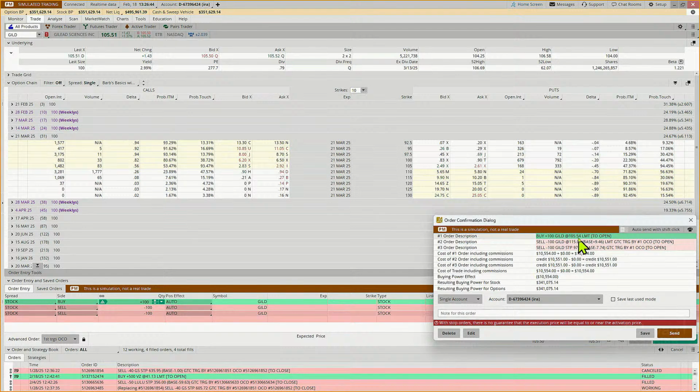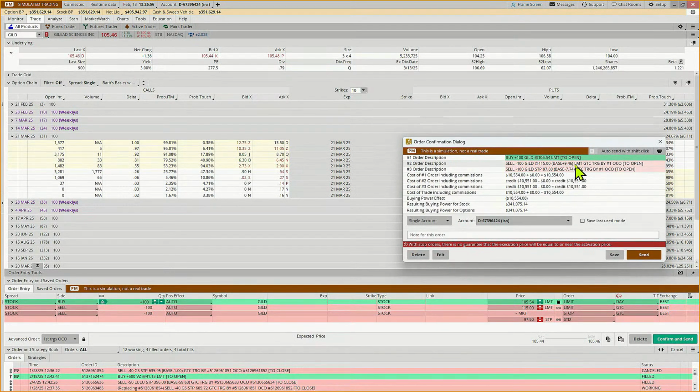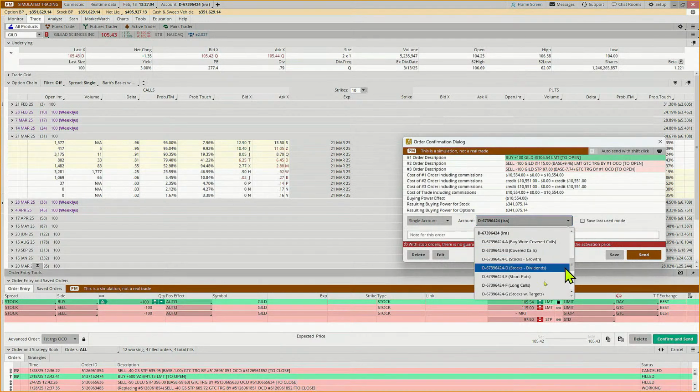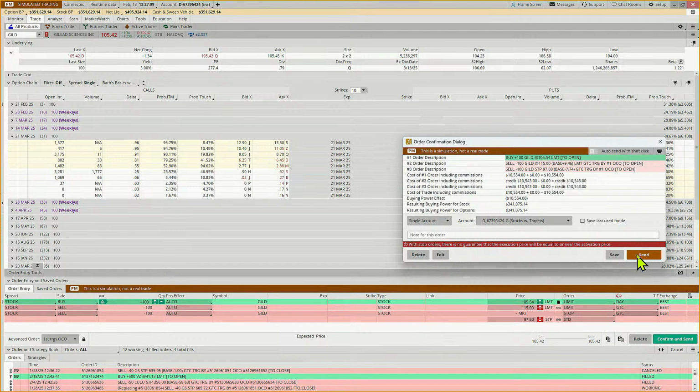We want to buy 100 shares of Gilead. We're investing $10,000, and there's no transaction fee associated with that. Our target is $9.46 higher than the current price, and our stop is $7.74 lower. And we are going to put this in our stocks with a target bucket.